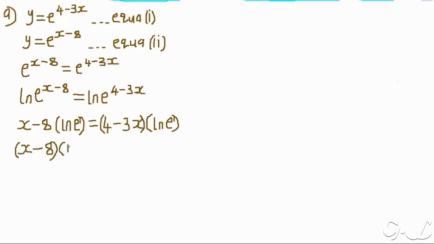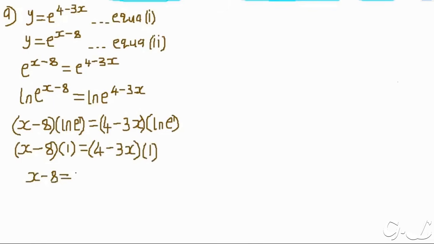So it will be like that. Natural log of e to the 1 is the same as 1. When you use your calculator or whichever way to find the actual value of natural log of e to the 1, it will give you the value of 1. So you can write it like that. So 4 minus 3x, like that. The same happens here: natural log of e to the 1 is the same as 1.